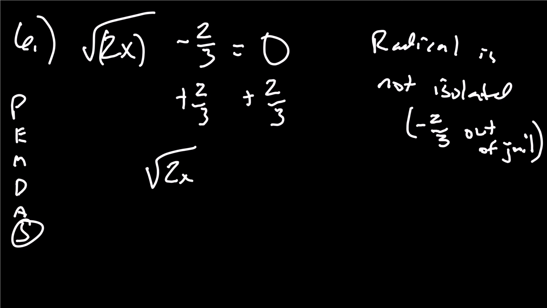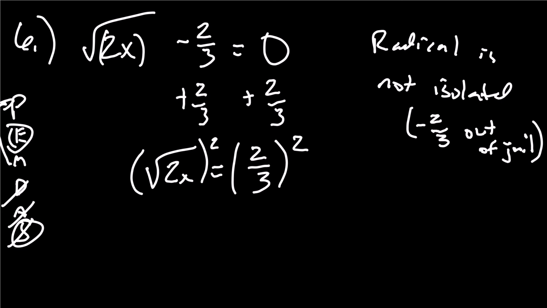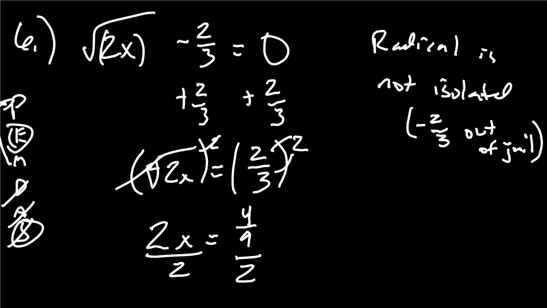So you have the square root of 2x equals positive 2/3. There's no addition, there's no division, there's multiplication, but it's inside the parentheses. So now I have to use an exponent to get rid of the radical. So I square both sides, because there's a little 2 there, and those cancel. So I have 2x equals 4/9, because you have to square the top and the bottom. Now I divide by 2. I get x is equal to 2/9.